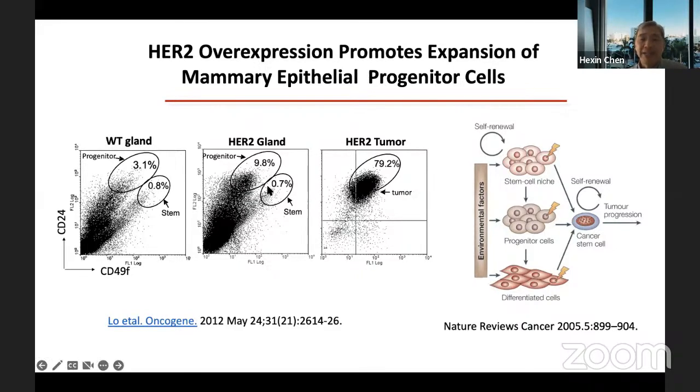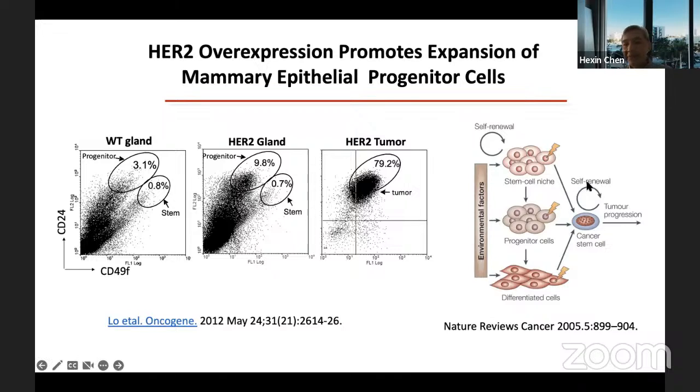But at this pre-malignant stage, about 6 months, we found that these HER2 transgenic mice have a large proportion of progenitor cells, but no expansion of the stem cells. And we wondered why the progenitor cell population expanded, and not the stem cells. If the cytokines were promoting proliferation of stem cells, we would expect the stem cell population to expand. But actually, we noticed the progenitor population expanded. Later, when we analyzed the tumors from these mice, the tumors showed exactly the same phenotype as these progenitor cells, not the stem cell population. So we asked one question: why is the progenitor population expanded, and not the stem cells?